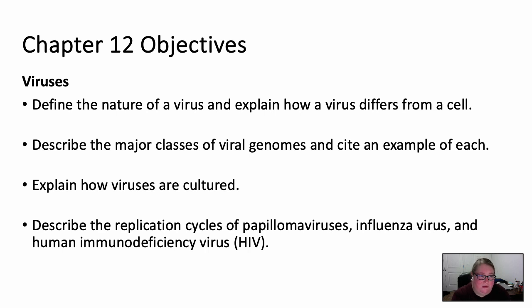Okay, so our chapter 12 objectives are: you need to be able to define the nature of a virus and explain how a virus differs from a cell. So our living versus non-living debate is coming back, so that's exciting. We need to be able to describe the major classes of viral genomes and be able to cite an example of each. We need to be able to explain how viruses are cultured. Not very easily. That's the answer.